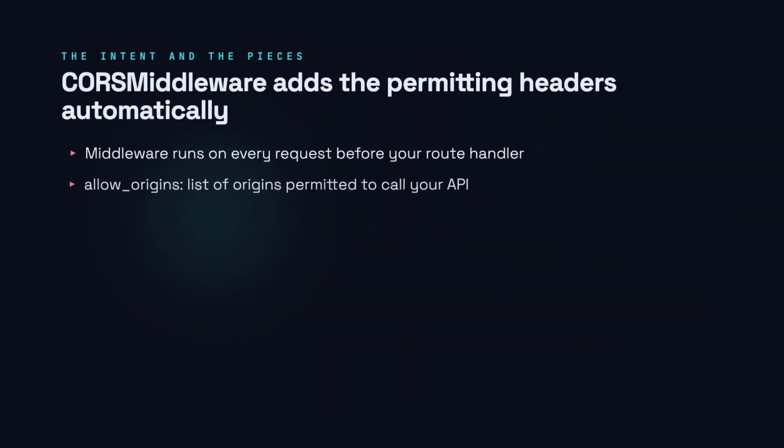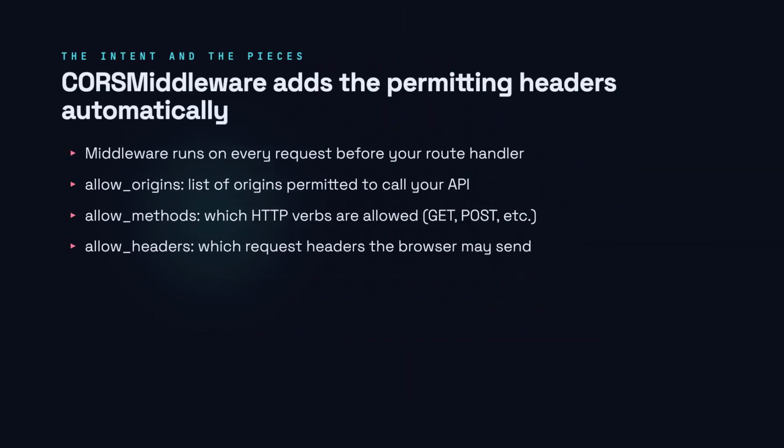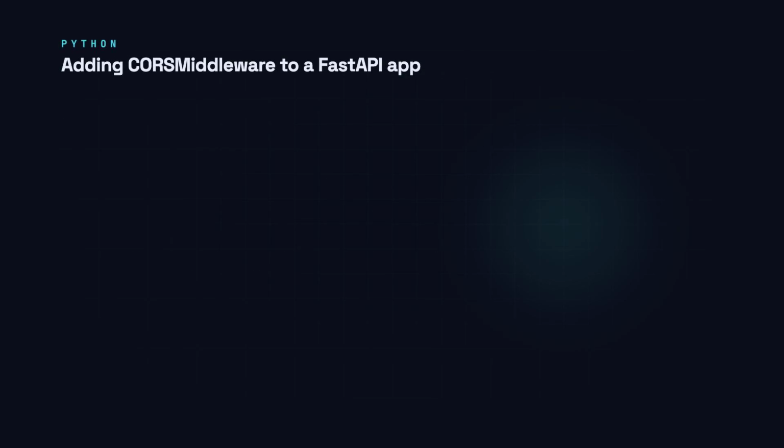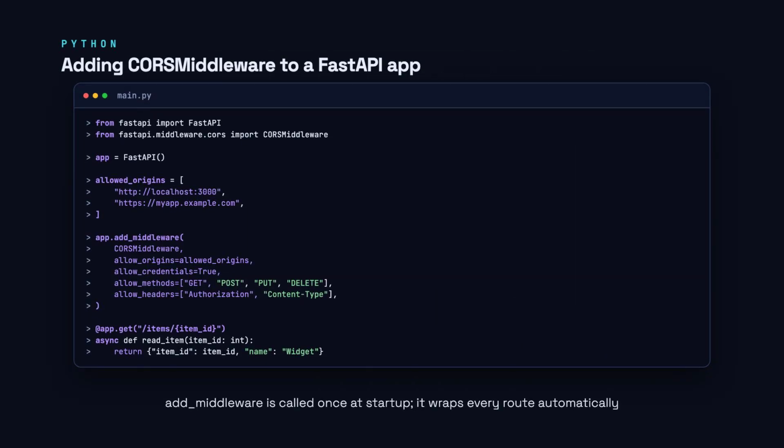FastAPI's CORSMiddleware is a layer that wraps your entire application. For every incoming request, it inspects the origin header that the browser sends, and if that origin is on your approved list, it attaches the correct access control headers to the response. You configure it once with 4 main options: which origins, which methods, which headers, and whether credentials like cookies are allowed.